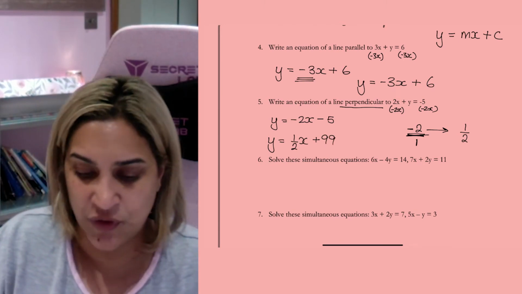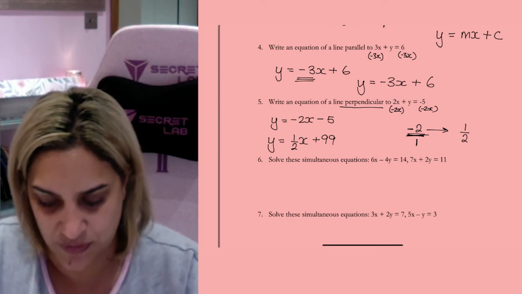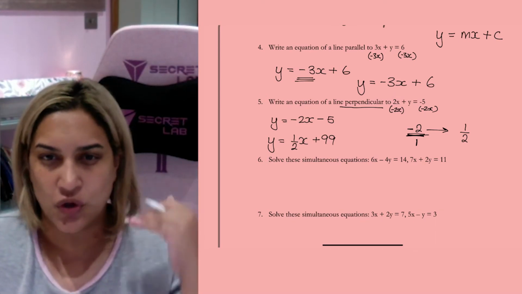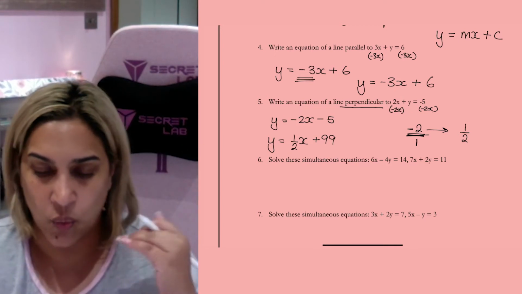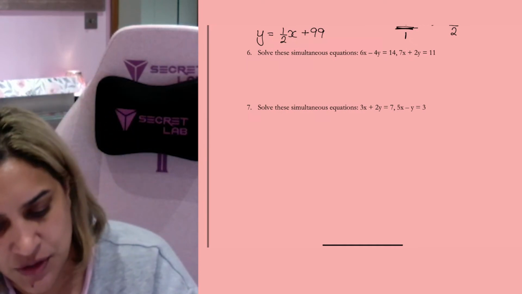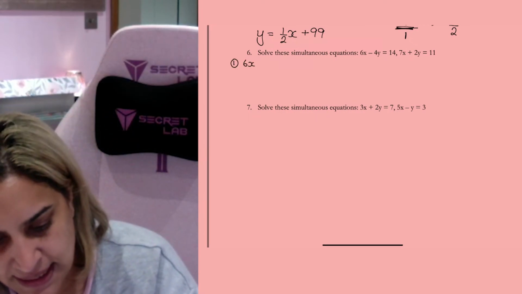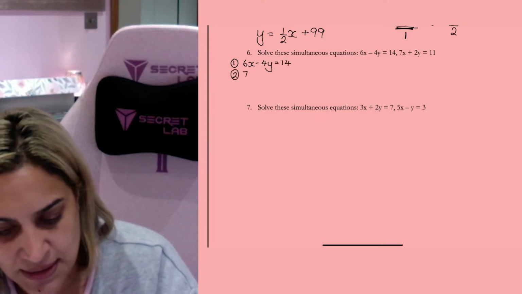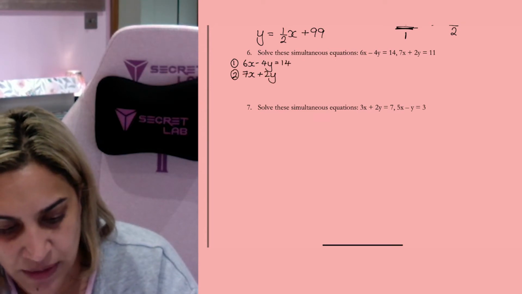Right, so now we've got some simultaneous equations. So step 1, you're going to write them on top of each other and label them. Call them 1 and 2. Okay, so we've got 1, 6x minus 4y equals 14, and 2, 7x plus 2y equals 11.